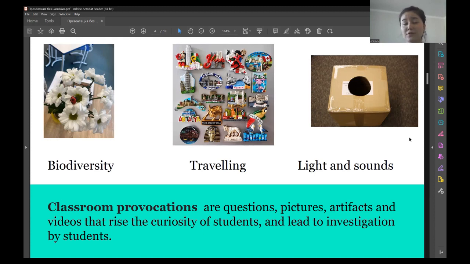We finished light. In the first lesson of light, I brought a box with a hole. I think it's also well illustrated in a science book.